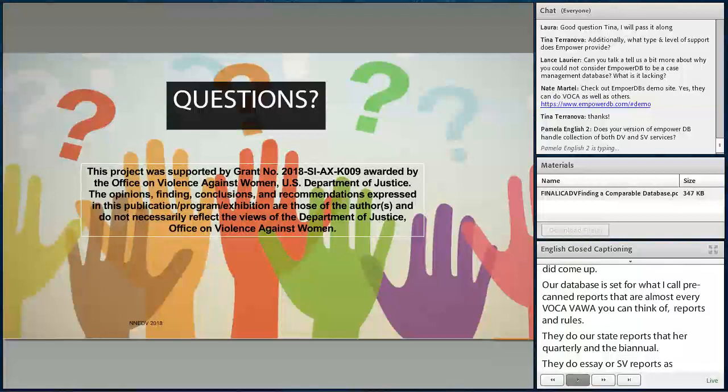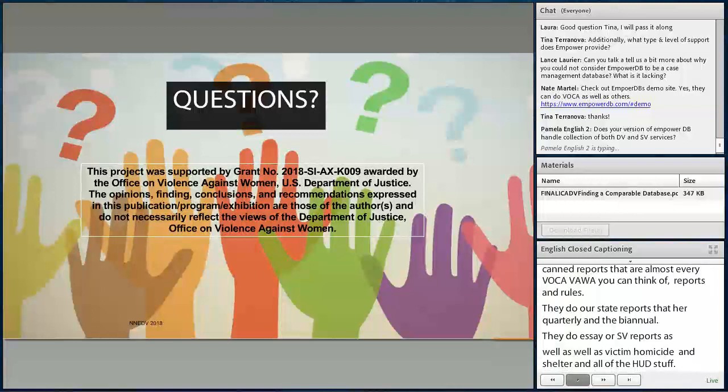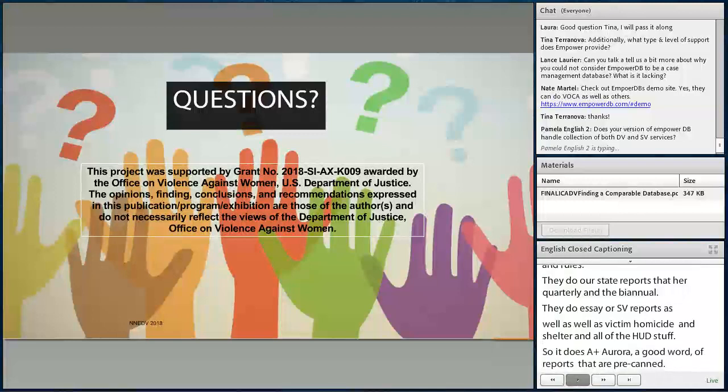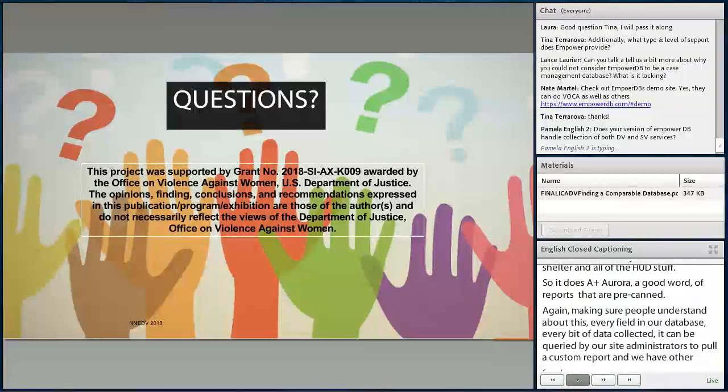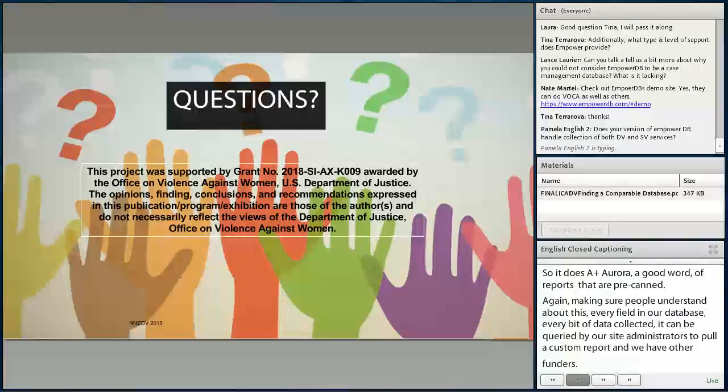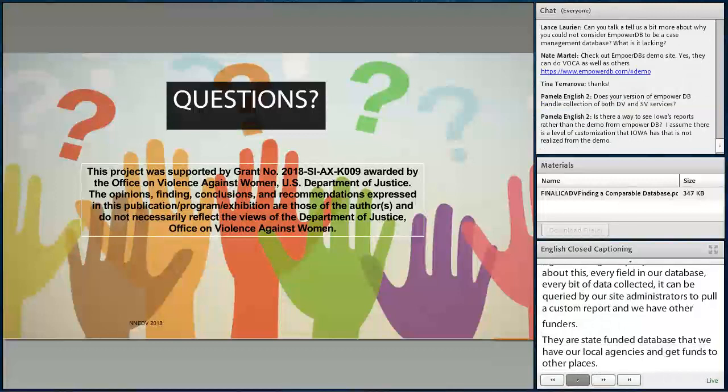And again, I want to make sure that people understand that every field in our database, every bit of data that's collected, can be queried by our site admins to pull a custom report. We have other funders. This is a state funded database, but our local agencies get funds from other places. So they can pull reports for Allstate or for whoever else, a different report that's not in the system. They can do that as well. Hopefully that answers your question.